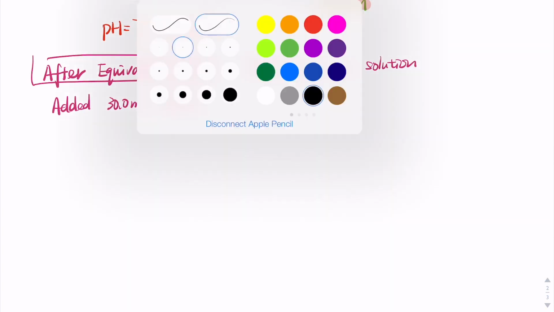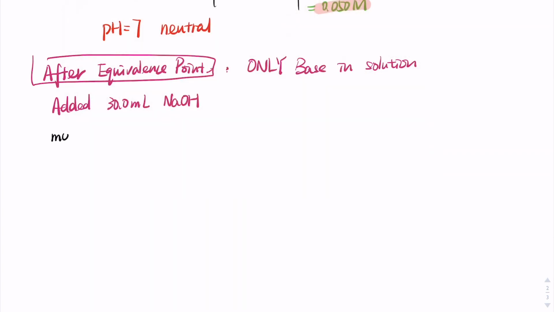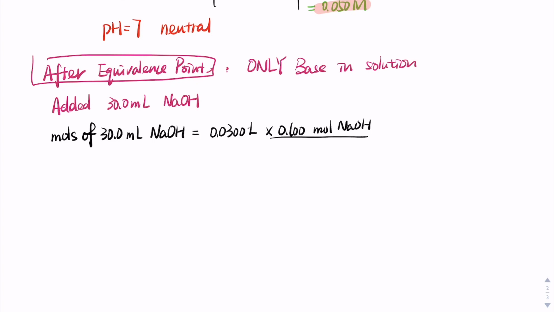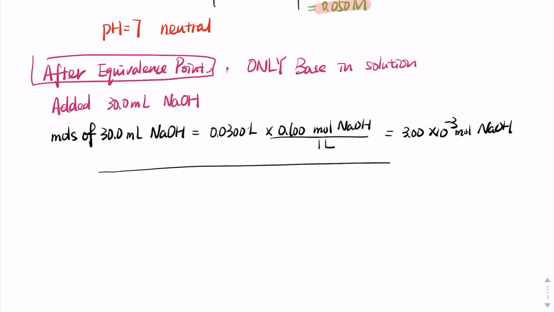Okay, so let's start off with the moles of this 30 mL of base. So that's going to be what? 0.03 liter times 0.1 moles of sodium hydroxide over 1 liter, which is 3.00 times 10 to the power negative 3 moles of sodium hydroxide. Okay, so that's what we added, and now let's set up the table we have.